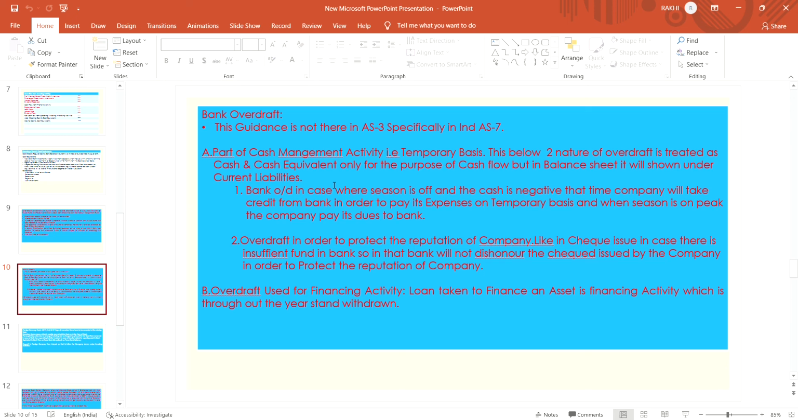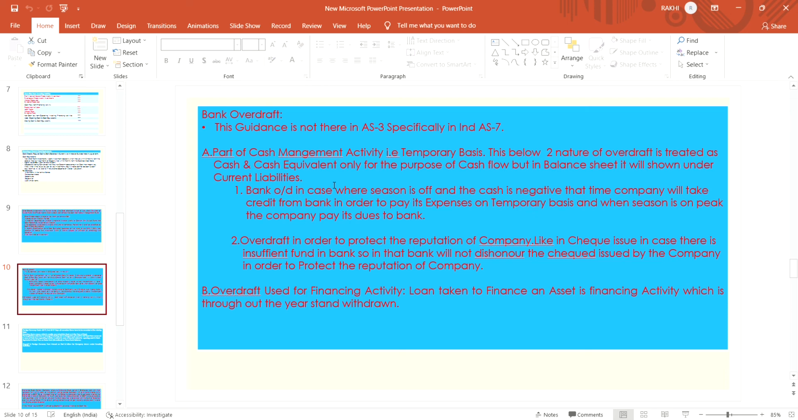So overdraft in order to protect the reputation of the company: if a check is issued and there is insufficient fund in the bank account of the company, the bank will not dishonor the check issued by the company in order to protect its reputation. That kind of overdraft is of temporary nature and it will be treated as cash and cash equivalent. But in the balance sheet, it will be shown under current liability.